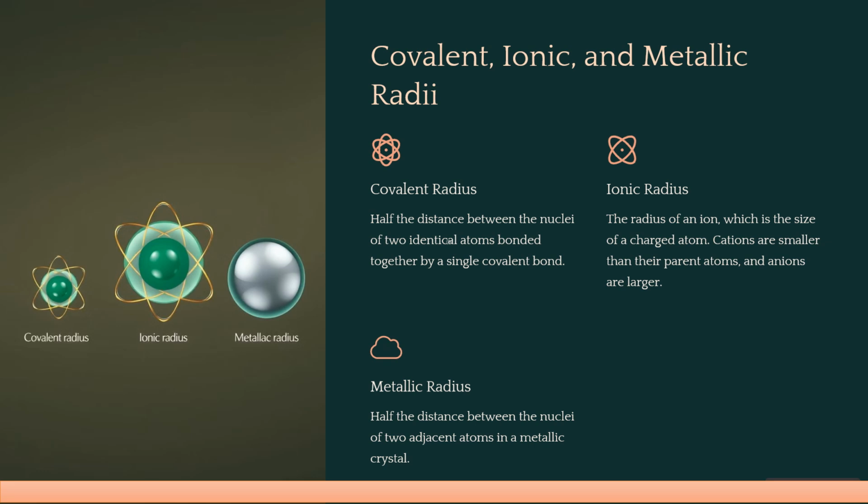Ionic radius. This applies to ions. Cations, or positively charged ions, are smaller than their parent atoms because they lose an electron shell. Anions, negatively charged ions, are larger due to increased electron-electron repulsion. Metallic radius. This is the size of atoms in a metallic lattice, measured as half the distance between nuclei of adjacent atoms.